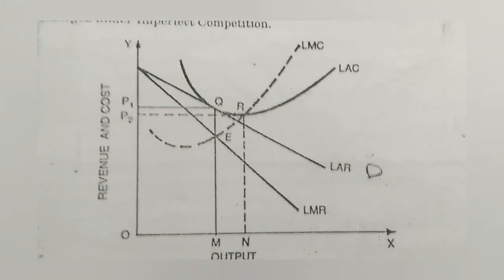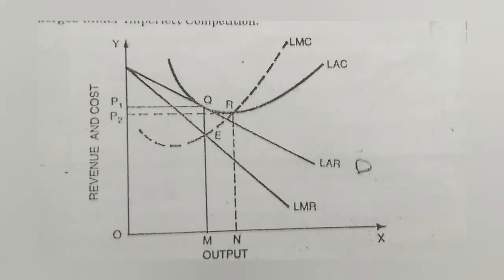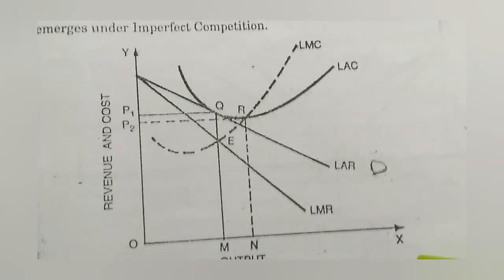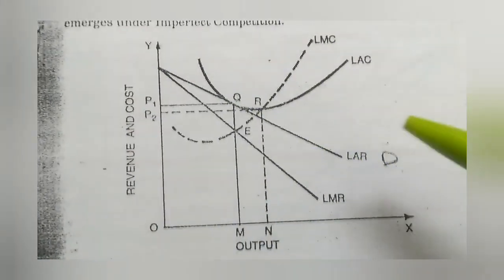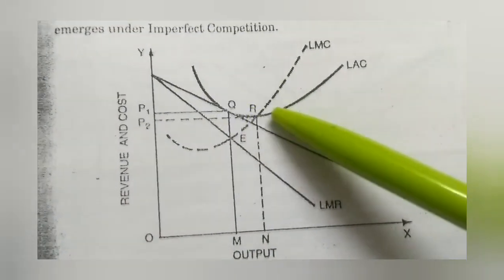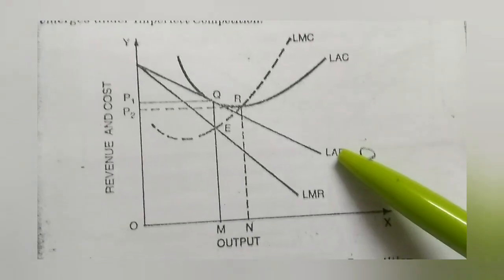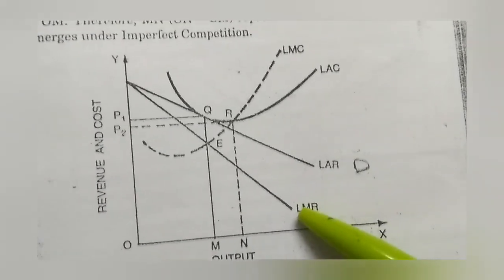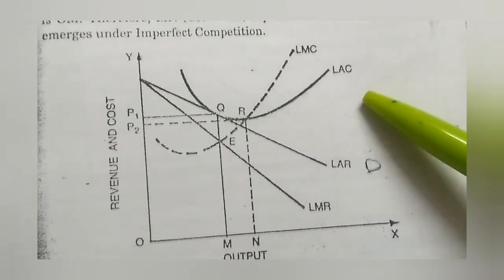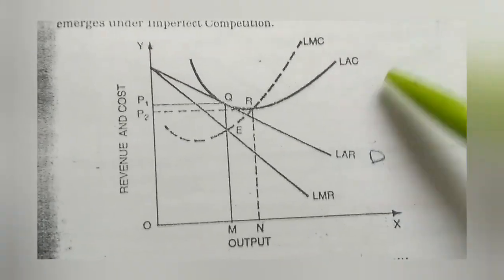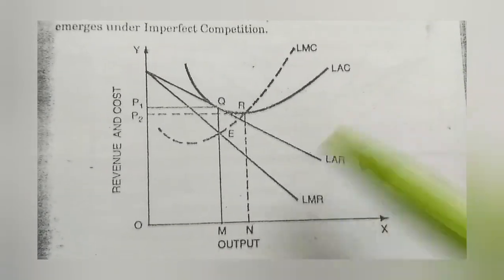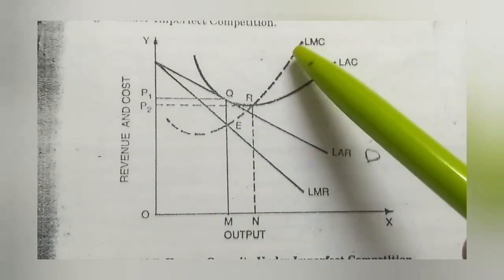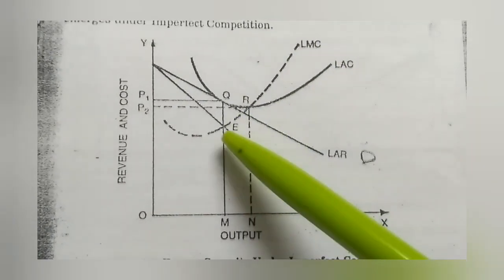This diagram explains the excess capacity under monopolistic competition. The X-axis represents output and the Y-axis represents revenue and cost. This is the long run average cost curve, this is the long run marginal cost curve, this is the long run average revenue, and this is the long run marginal revenue. In the long run, the equilibrium of the firm has two conditions: MC equals MR and AC equals AR. The first condition, MC equals MR, is met at point E.